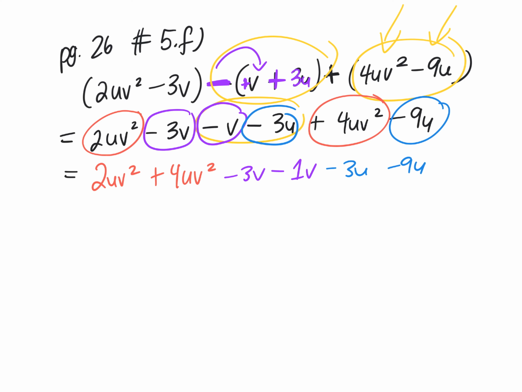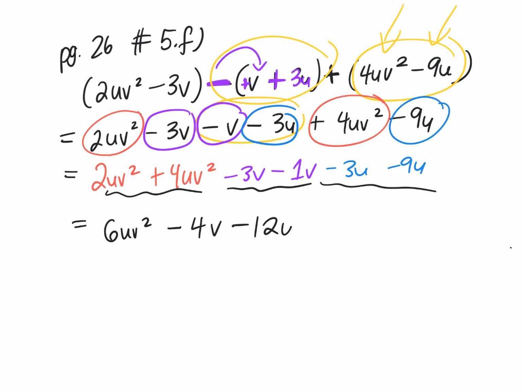Okay, so now that we've combined the like terms, simplify it. What's the final answer? 6uv squared, and then we have negative 3 take away 1. Negative 4. Then negative 3 take away 9. Negative 12. Please include the sign and the variable. The second one worked. Raise your hand if you got this right. Awesome.